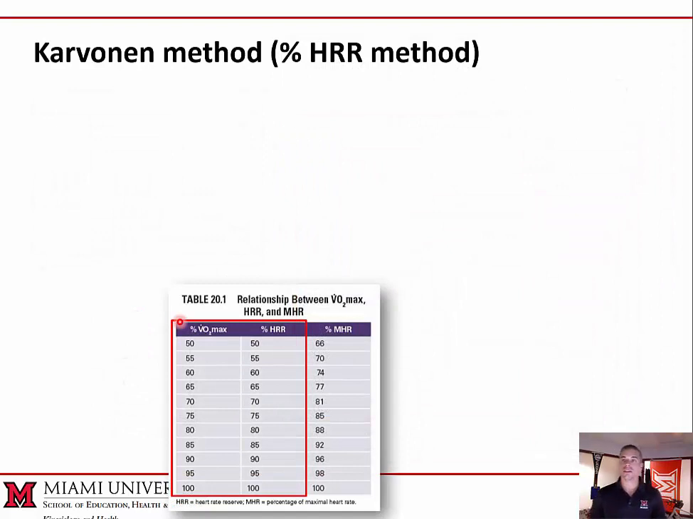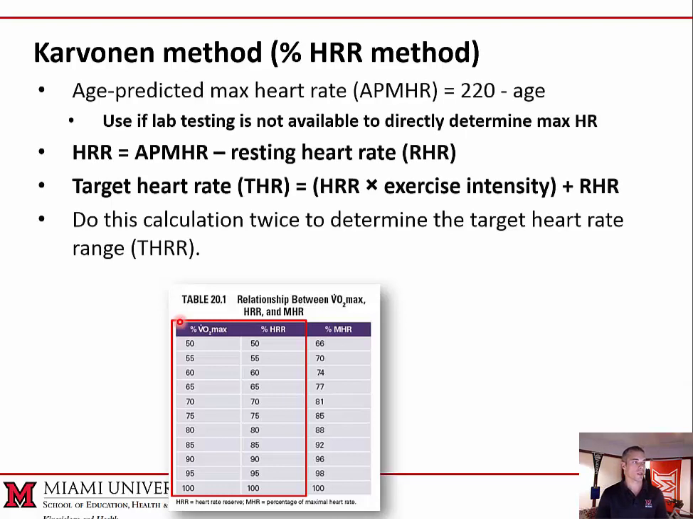So let's do some calculations here showing how we can use heart rate reserve first to determine aerobic exercise intensity. So this is referred to as the Karvonen method or the percent heart rate reserve method. So most of us are familiar with how to calculate age-predicted max heart rate. That's simply 220 minus a person's age. And this is a good index of a person's predicted max heart rate if lab testing is not available to directly determine a person's max heart rate, let's say during a maximal treadmill test.